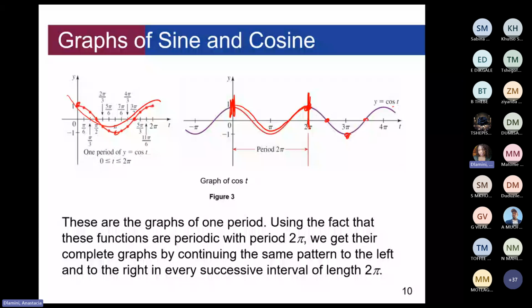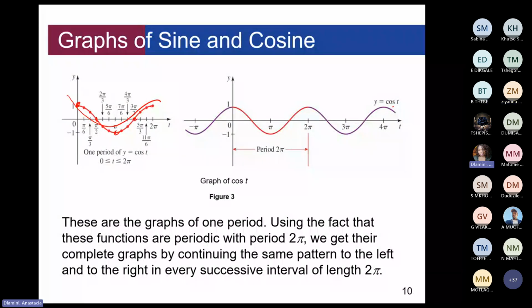Somewhere they want the one complete period. Using the fact that these functions are periodic with period 2 pi, we get their complete graphs by continuing the same pattern to the left and to the right. What you were seeing in other notes and papers in grade 12 is that they were combining complete periods. So now they extended to the right and extended to the left. Are we all together now?